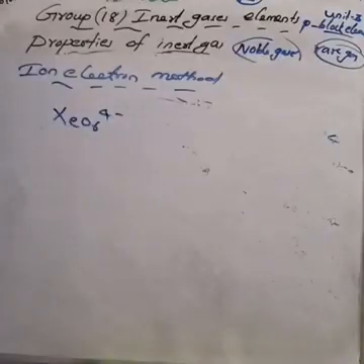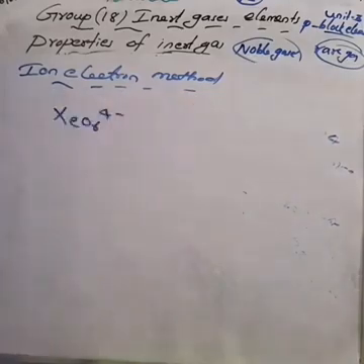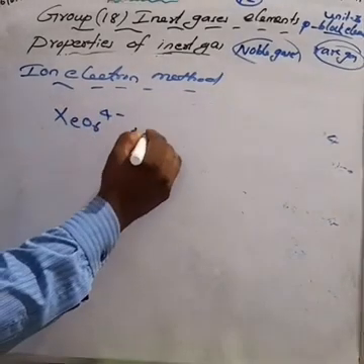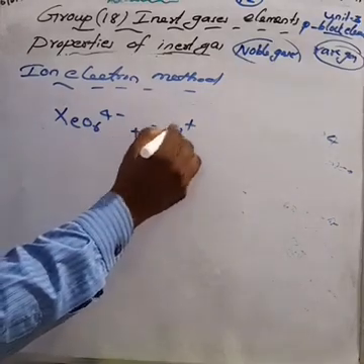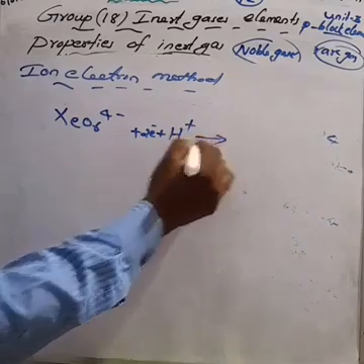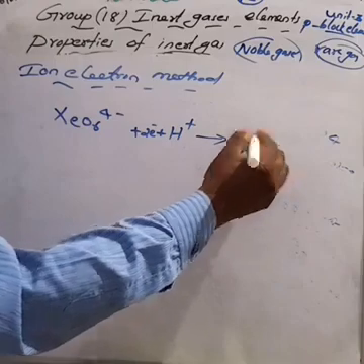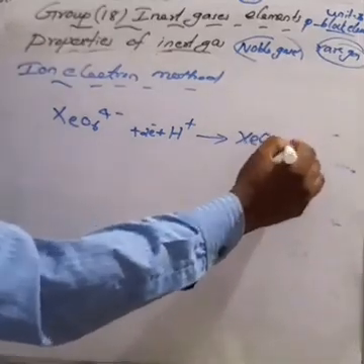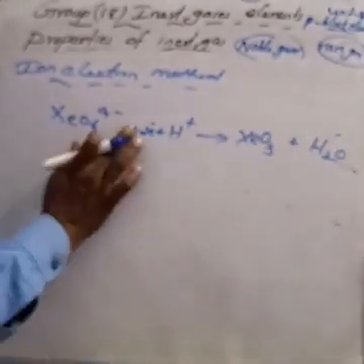So electrons are in excess, so I take 2 electrons, and I add H plus ions because the reaction is going on in the presence of sulfuric acid, H plus ions. So I use H plus ions. We get xenon trioxide, XeO3, and the hydrogen also combines with oxygen to give water molecules, H2O.